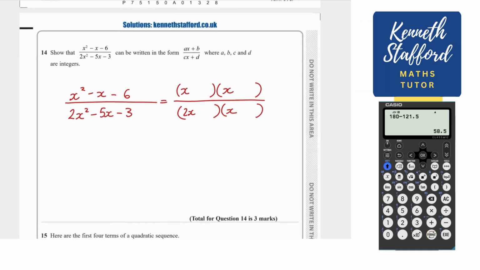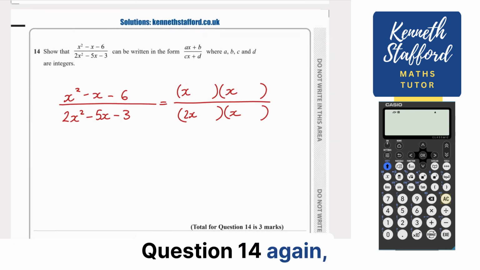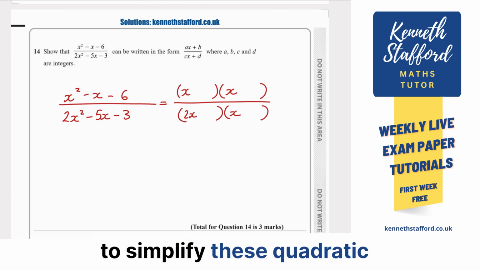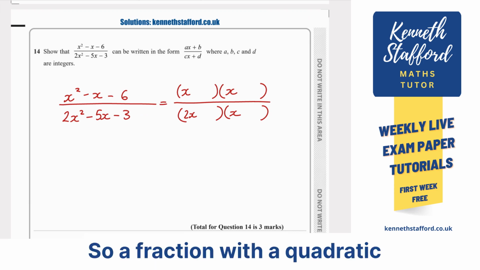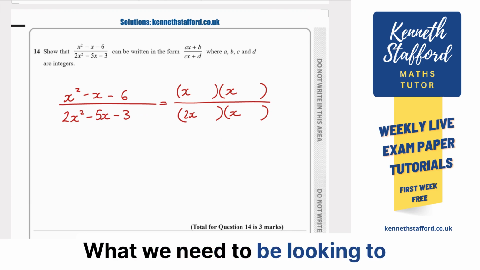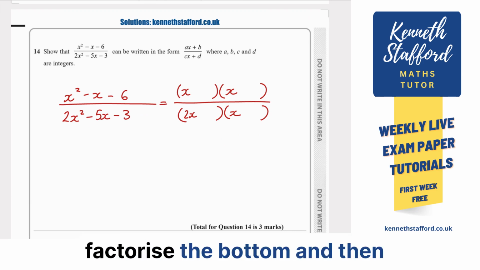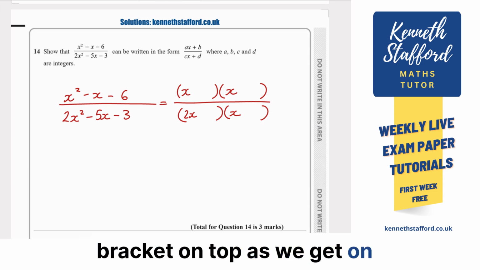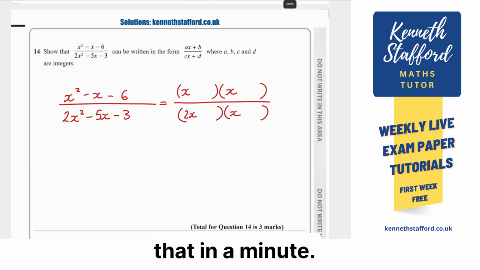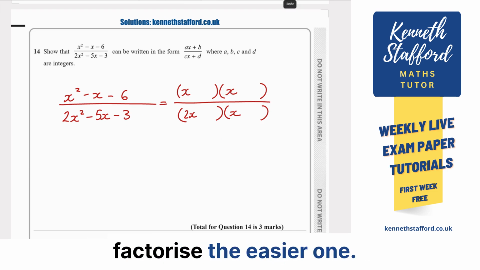Question 14. Again, there's some hints here. When we're being asked to simplify these quadratic fractions, so a fraction with a quadratic expression on top and bottom, what we need to be looking to do is factorize the top, factorize the bottom, and then we're going to get the same bracket on top as we get on bottom, and we're going to cross them out. So we're going to do that in a minute. So we should always look to factorize the easier one.